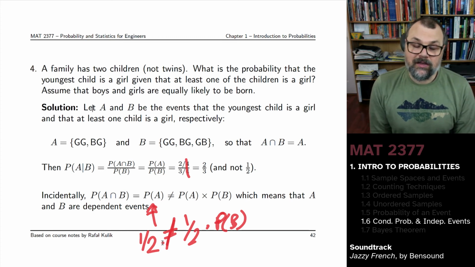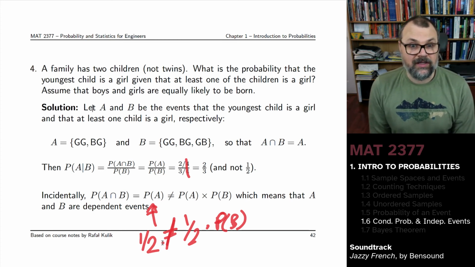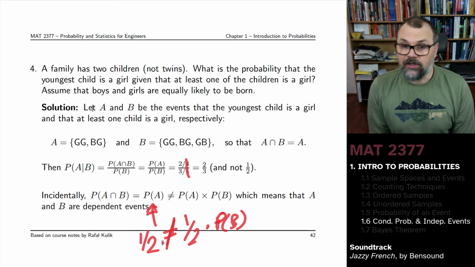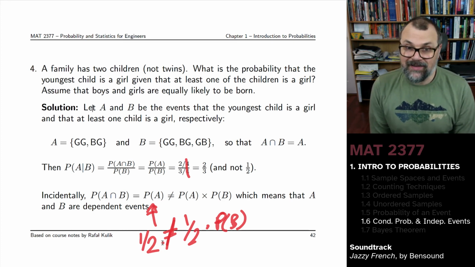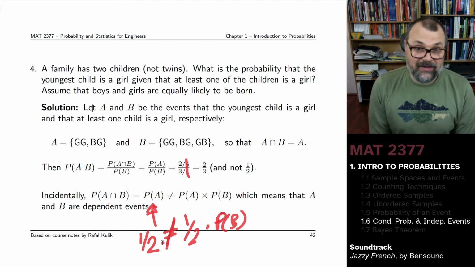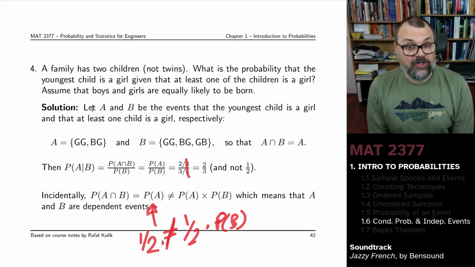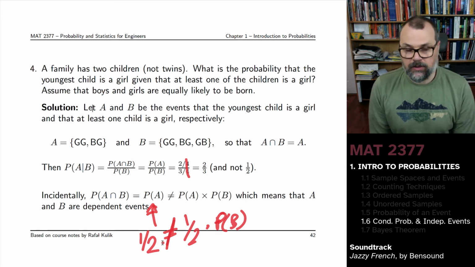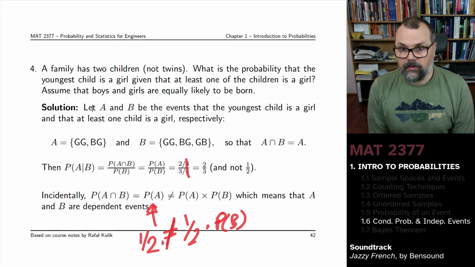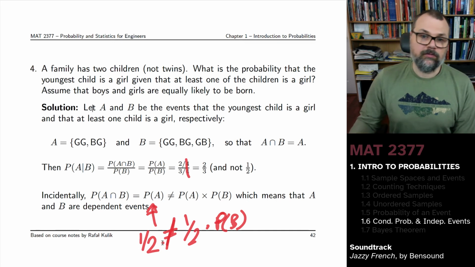So saying that the youngest child is a girl and saying that at least one child is a girl, these are not statements that are completely independent. As events, they are dependent. And it makes sense. I mean, if at least one child is a girl, that presumably increases the probability that the youngest child is a girl, more than if you didn't know that bit of information.